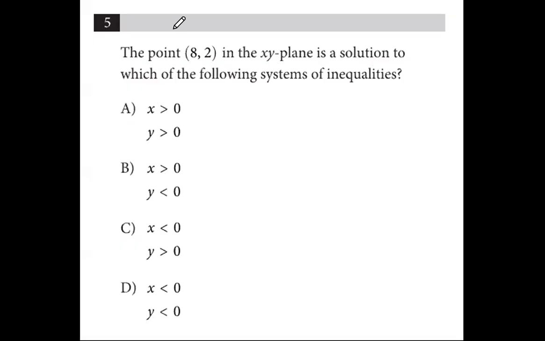Okay, so for question 5, it says the point (2, 2) in the xy plane is a solution to which of the following systems of inequalities. Well, in this case, it just tells us whether x and y are greater than or less than 0. Well, that means that x is greater than 0, and that means y is also greater than 0, so the correct answer is A.